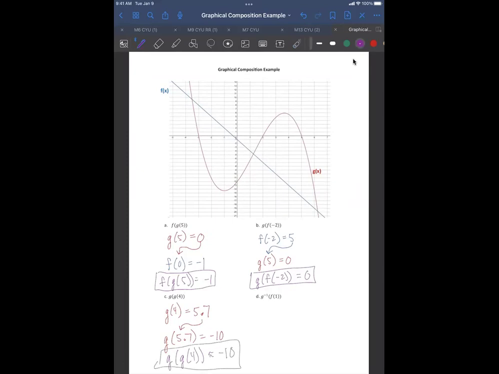Okay, good. And then last but not least, we've got another composition, this time involving an inverse. Ooh, that'll be fun. So g inverse of f of 1. So this one starts with f of 1. So starting with f of 1. So the input value in parentheses is 1.